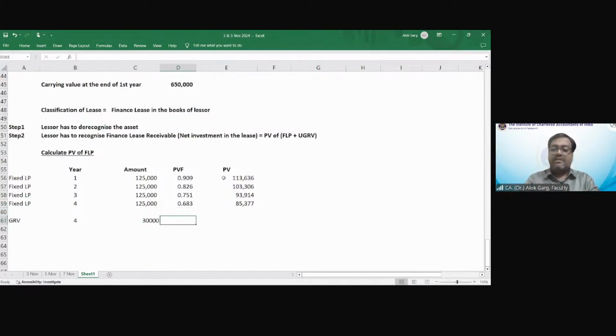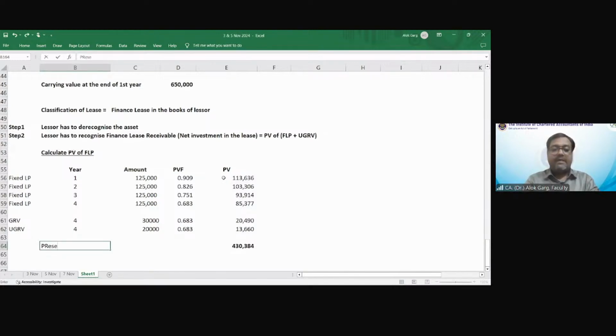Okay. So what is my discount rate? ये तो सेम ही रहेगा. ईयर 4 के एंड में एक और है, अनगारंटीड रेसिडुअल वैल्यू. हाउ मच? 20,000. So this will be the same. So what is my total present value of future lease payments plus unguaranteed residual value? It is 430,384.